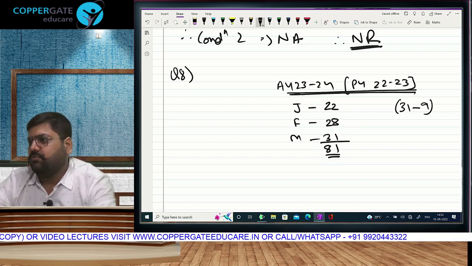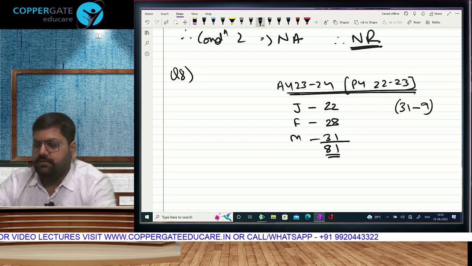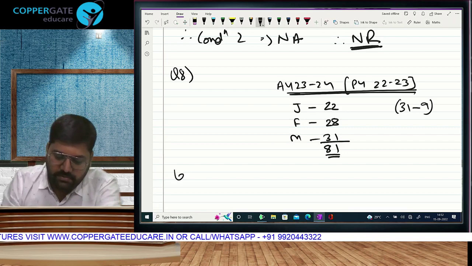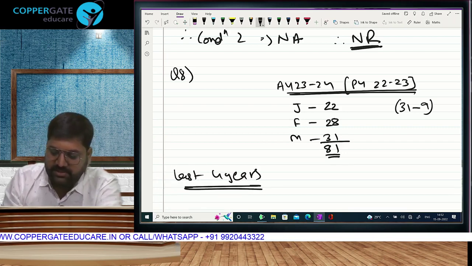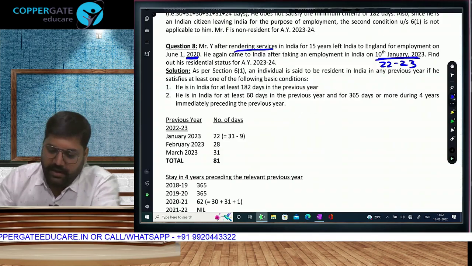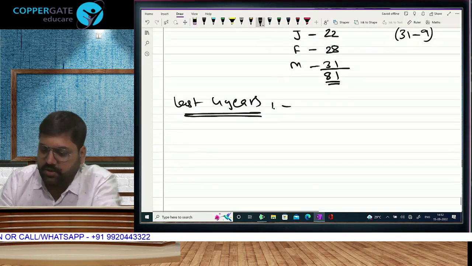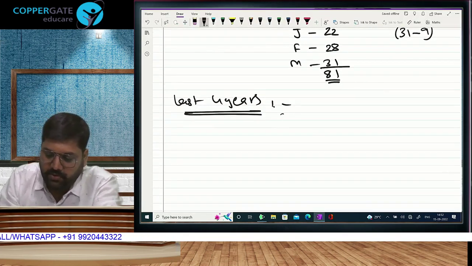If this was 182, resident. If this was 59, but now we will have to, and we have already decided that the condition is applicable because he is coming for employment. I think he left India on 1st June. Let's see whether you are able to compute the last 4 years properly or no.